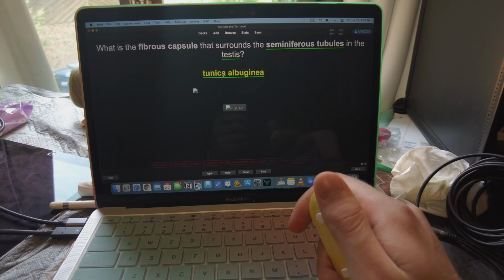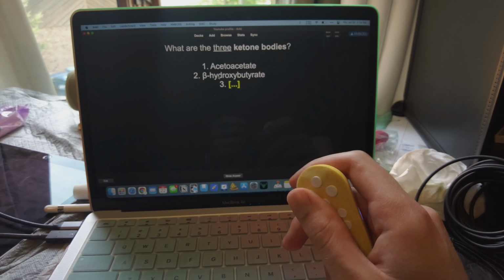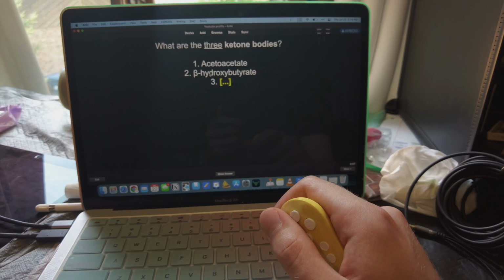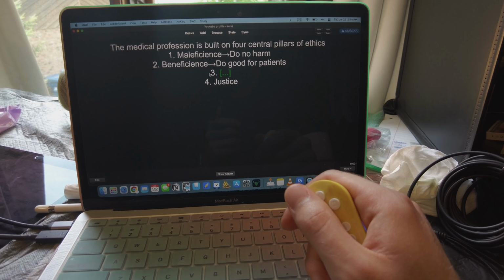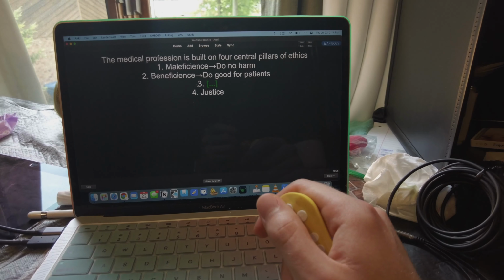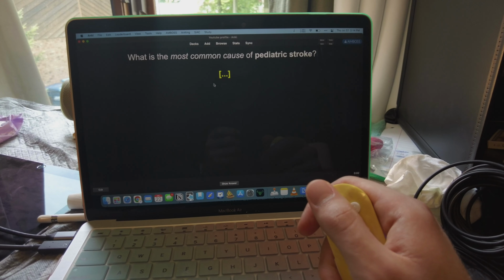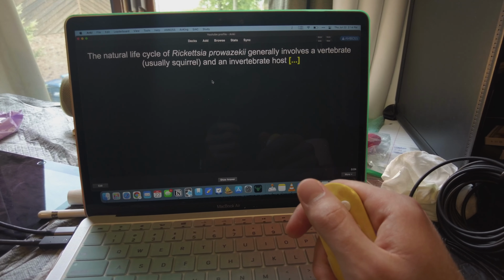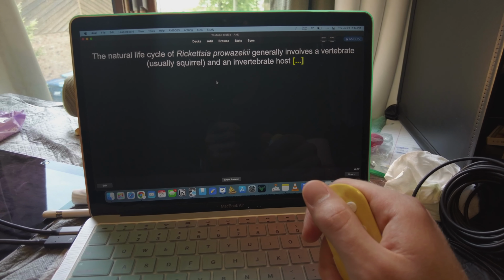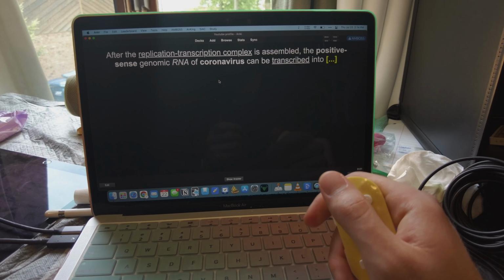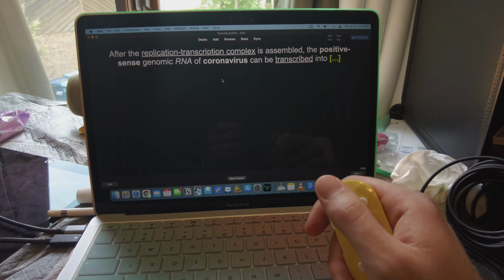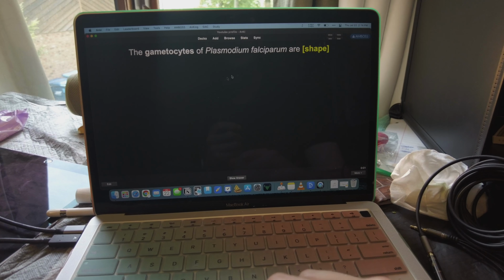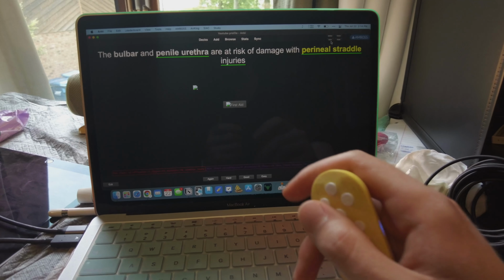Nuclea integumentum, tunica albuginea. Okay, I got that wrong. Acetone. Patient autonomy, yep. Sickle cell, yep. Human body louse, yep. Negative sense RNA, yep. Pelvic fracture injury. Oh, what was that? Perineal straddle. Okay, I got that wrong.